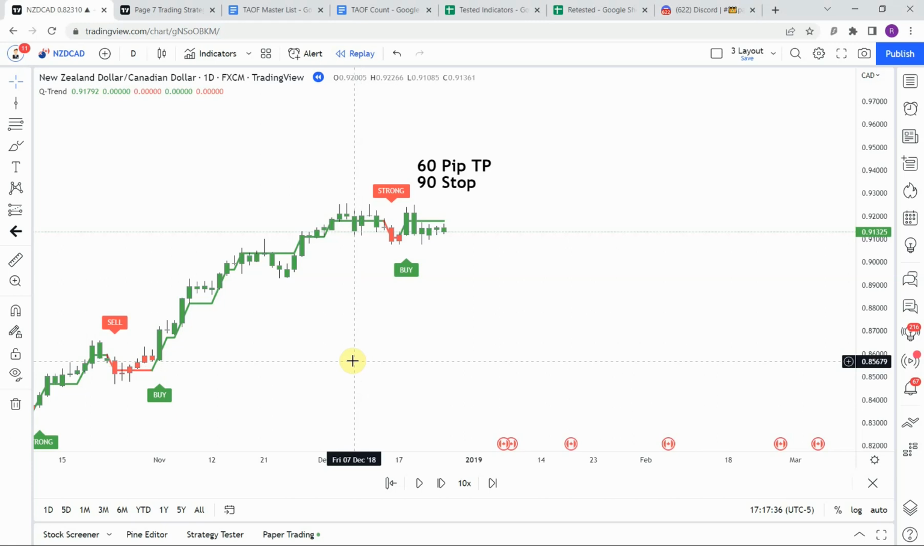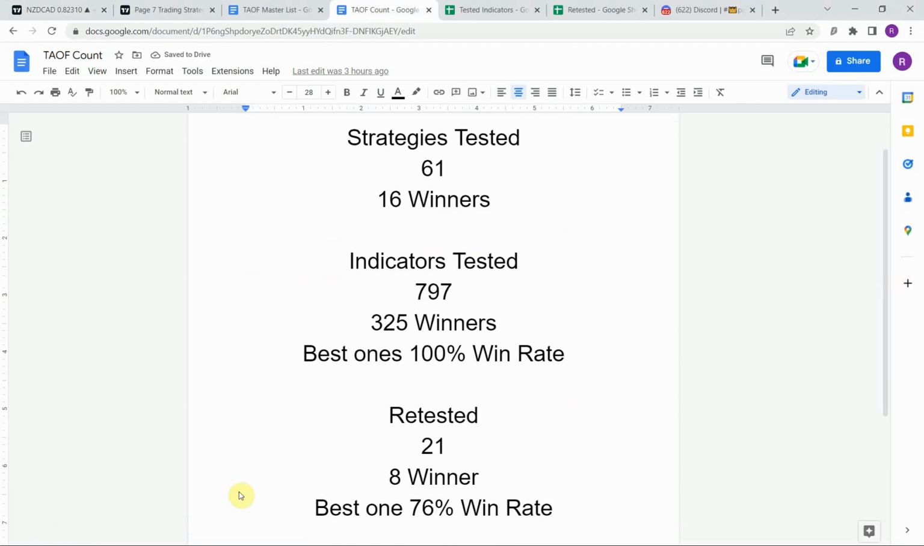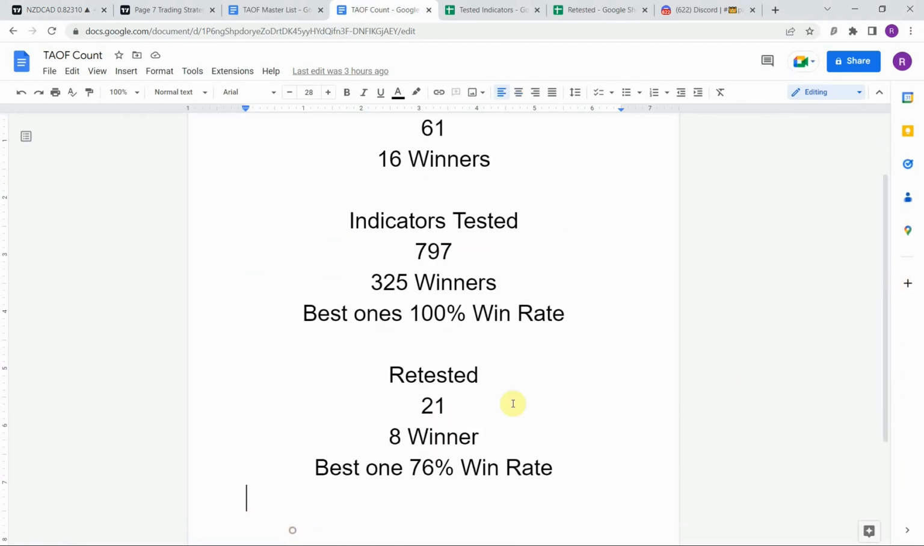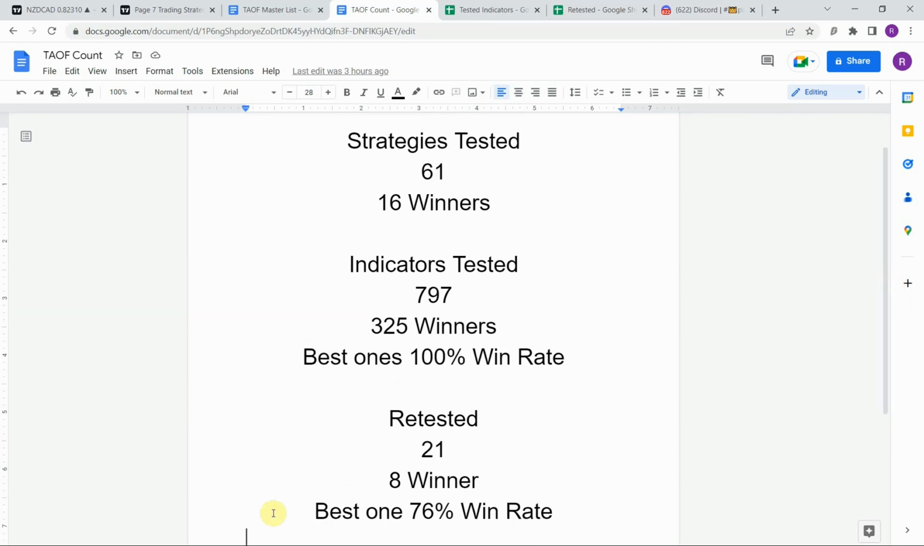Alright, as I said, today we will be testing the Q trend indicator. Before we do though, I wanted to put the testing scoreboard up for everyone to see. So to date, we have tested a total of 61 different strategies, with 16 of them being profitable. We've also tested a total of 797 indicators, with 325 of them being winners. The best ones so far were able to achieve a 100% win rate.